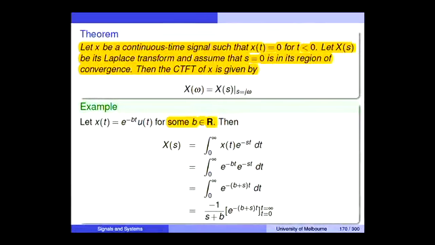Basically, it says that if s equal to 0 is in the region of convergence, then if I let sigma be 0, my Laplace transform will be the same as my Fourier transform. So if sigma is 0, my s will be j omega, and they are equivalent. This condition guarantees that my Fourier transform exists, and if it exists, then by substituting sigma equal to 0, these two equations are exactly the same.